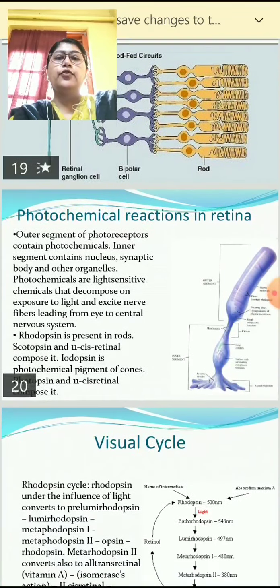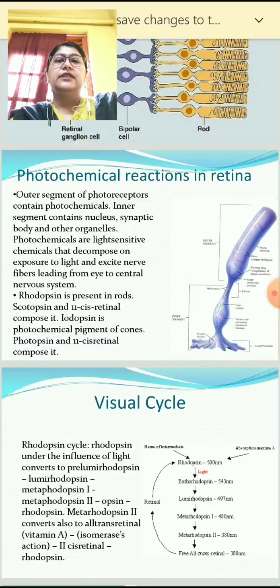Now the photochemical reactions in the retina. The outer segment of photoreceptors contains photochemicals, and the inner segment contains the nucleus, synaptic body and other organelles. Photochemicals are light sensitive chemicals that decompose on exposure to light and excite nerve fibers leading from the eye to the central nervous system. Rhodopsin is present in rods, a composite of scotopsin and 11-cis retinal. Iodopsin is the photochemical pigment of cones, a composite of photopsin and 11-cis retinal.